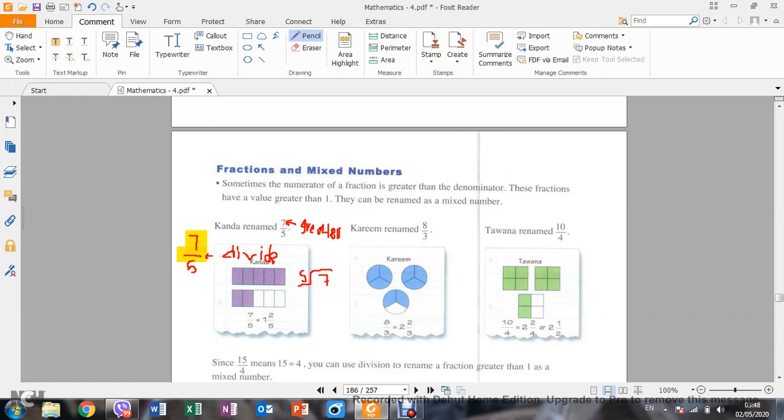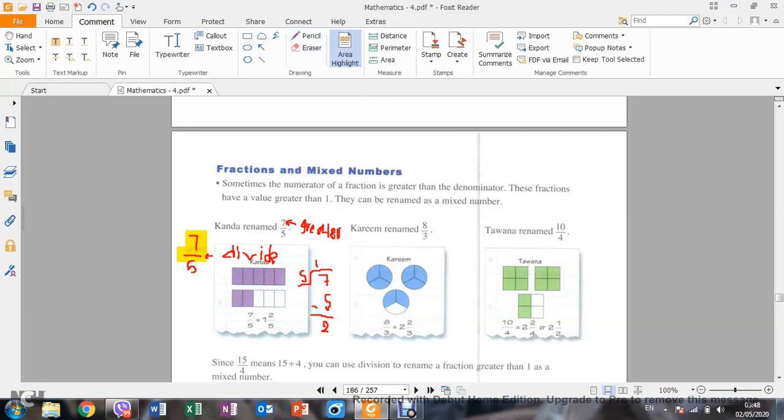So now I use long division. 7 divided by 5. In 7, how many 5s? We have only 1. So 1 times 5 is 5. After that, we subtract it. 7 minus 5 is 2 stay. Now, don't touch it. So, our answer is what?